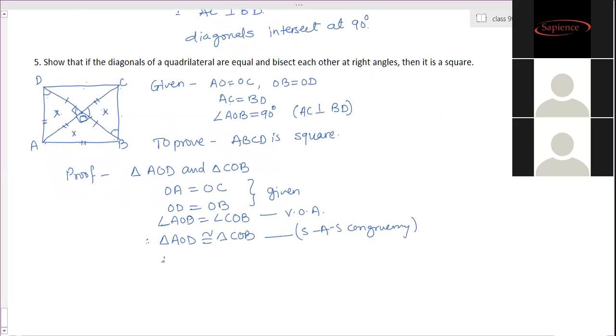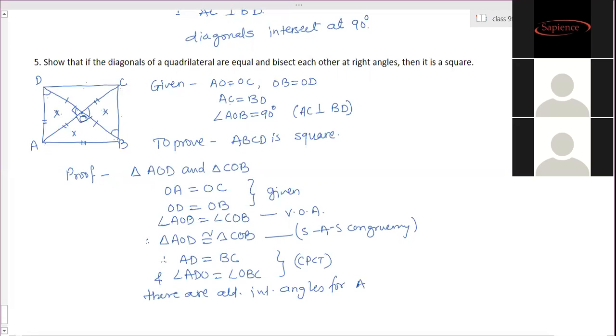Then, so therefore, AD is equal to BC and angle ADO is equal to angle OBC. These two are by CPCT. These are alternate interior angles for AD and BC. Therefore, AD parallel to BC.